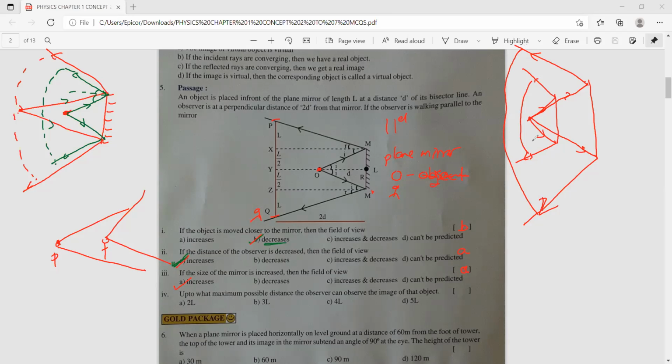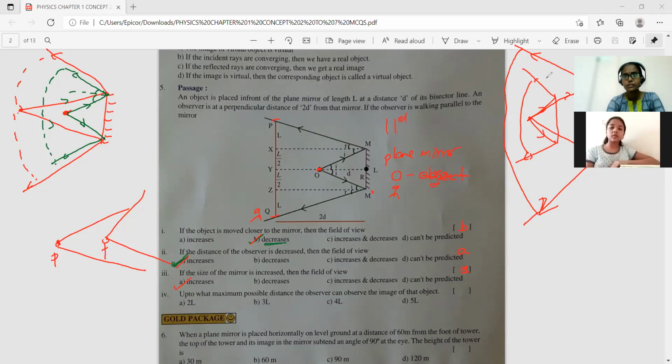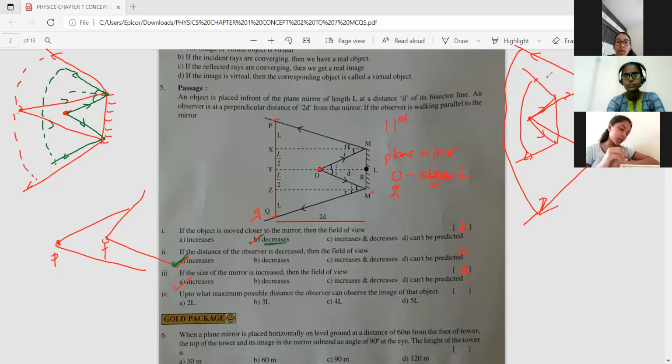Yes, these three questions are clear, children. The fourth one, we need to solve the problem. So these three are understood, children. The first question is, yes, Mahi, please unmute. Explain the first question again. Children, kindly turn on your videos.